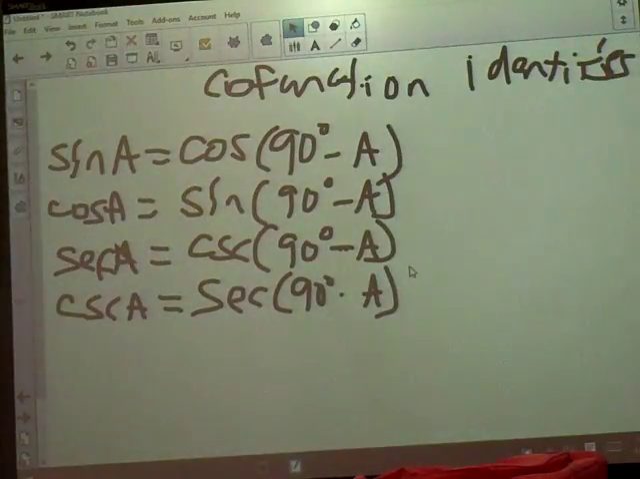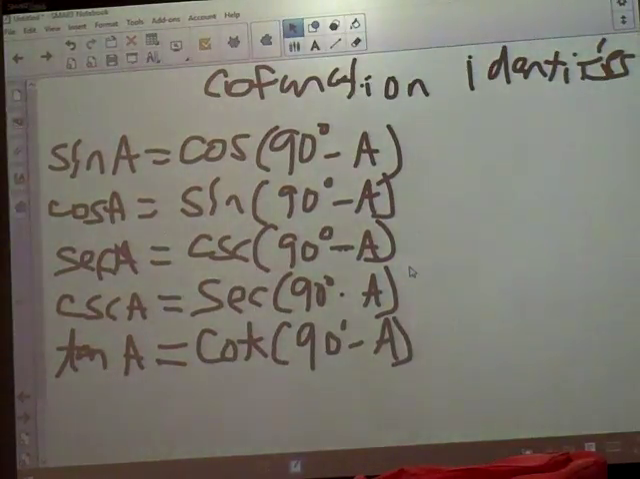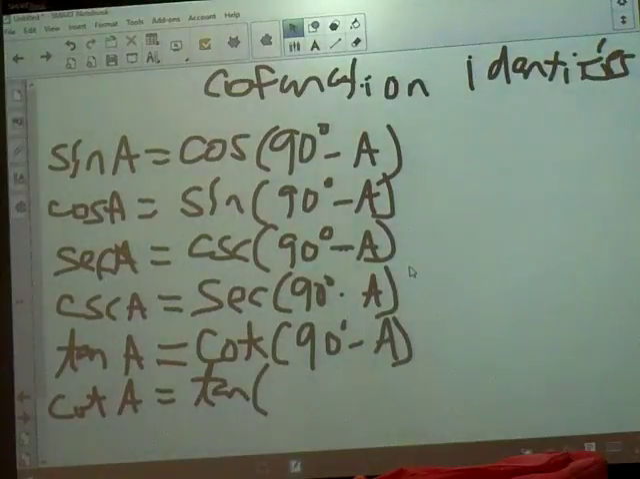So they're all the 90 minus A, obviously. 2 more. Tangent of A is equal to cotangent of 90 minus A. And the last one, cotangent of A is equal to tangent of 90 minus A.